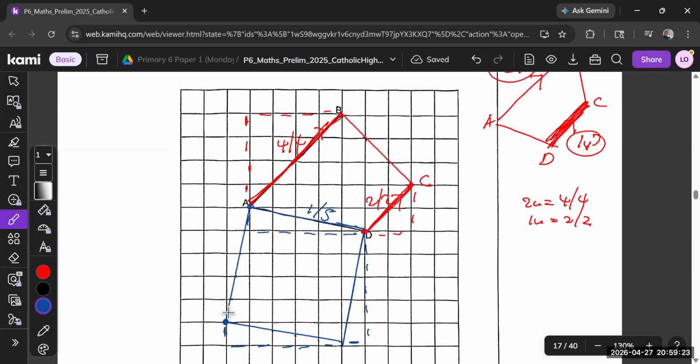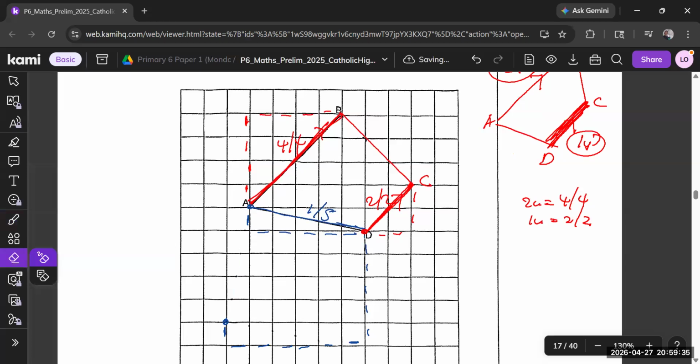Did anyone have this drawing? This is not a rhombus. This is a square. So your answer is wrong. You're supposed to draw a rhombus, not a square. So how do you draw a rhombus? I'm going to erase all this. You are using the same pattern, but how to draw a rhombus?